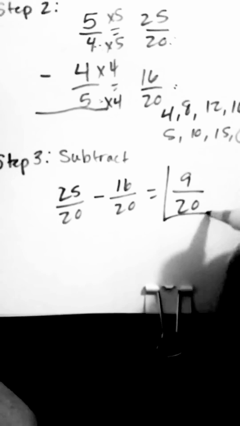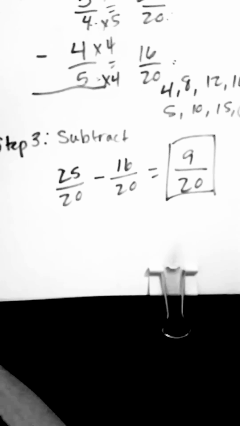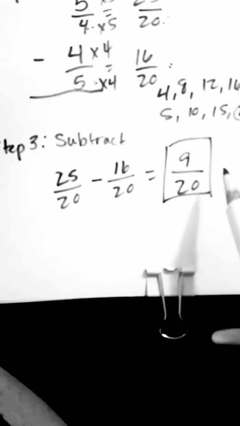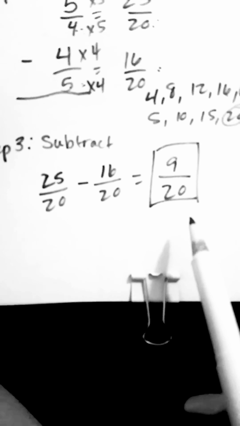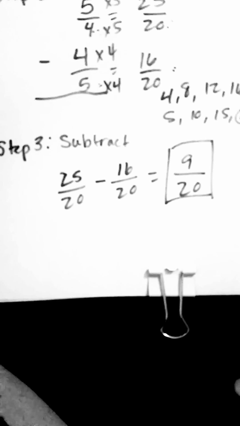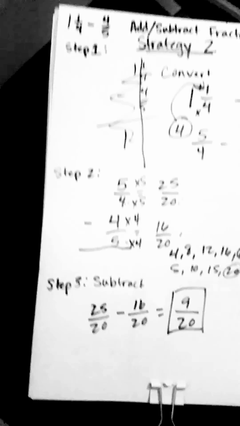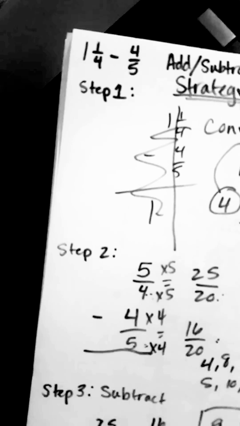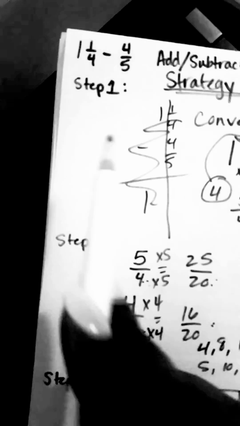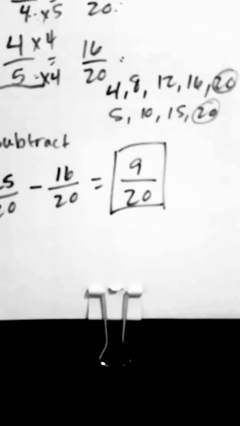And as always, our last step is to ask ourselves, can I simplify this number anymore? And in our case, we cannot. 9 20ths is about as simple as we can get it. So back to our original equation, our original problem: 1 1/4 minus 4/5 equals 9 20ths.